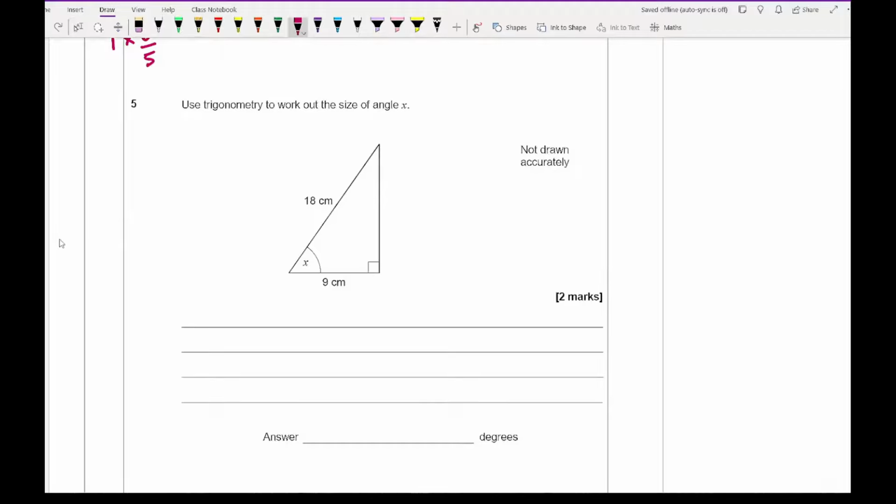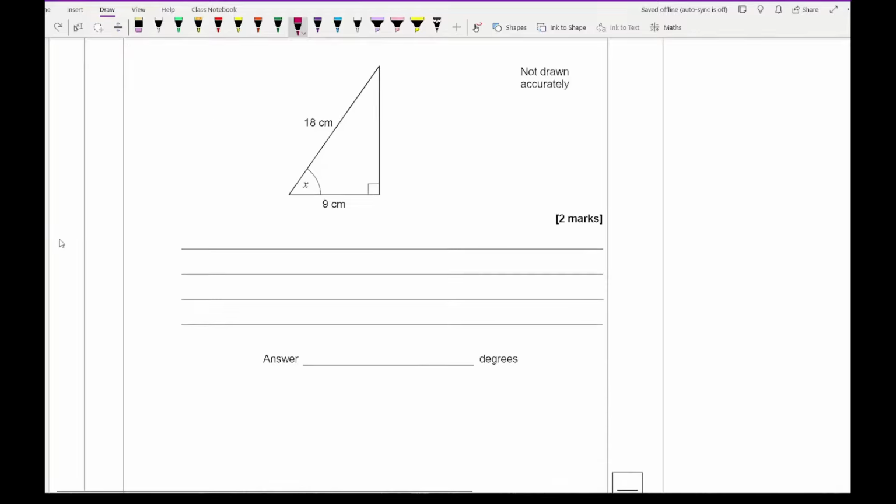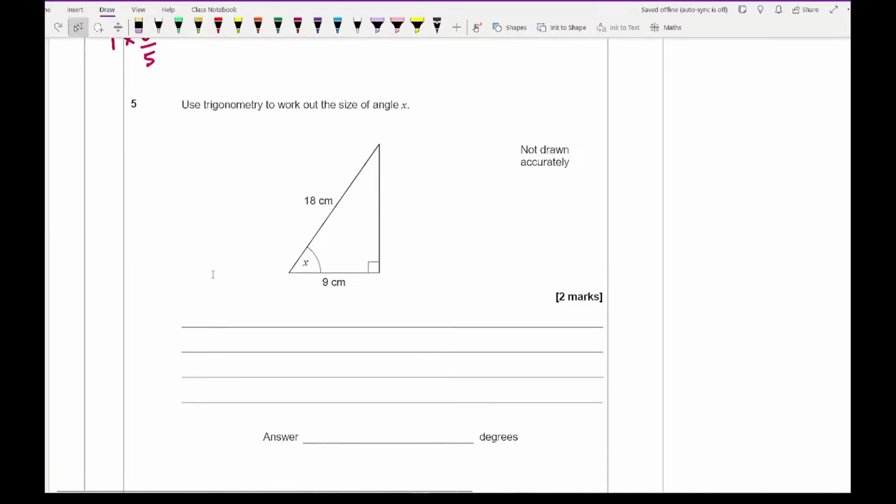And the next question then says use trigonometry to work out the size of angle X. So again, remembering that this is non-calculator, all we need to do is label the triangle. So here this is going to be our hypotenuse, this is going to be our adjacent, so we're going to be using cos. So what we've got is cos X equals 9/18, which then becomes cos X equals 0.5, and remembering your exact values of trig, what is cos of a half? Well, that's going to be cos 60.